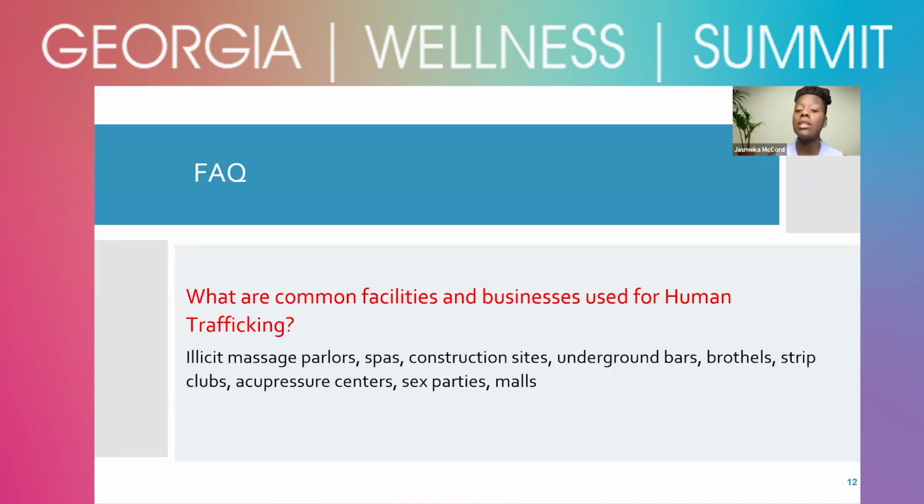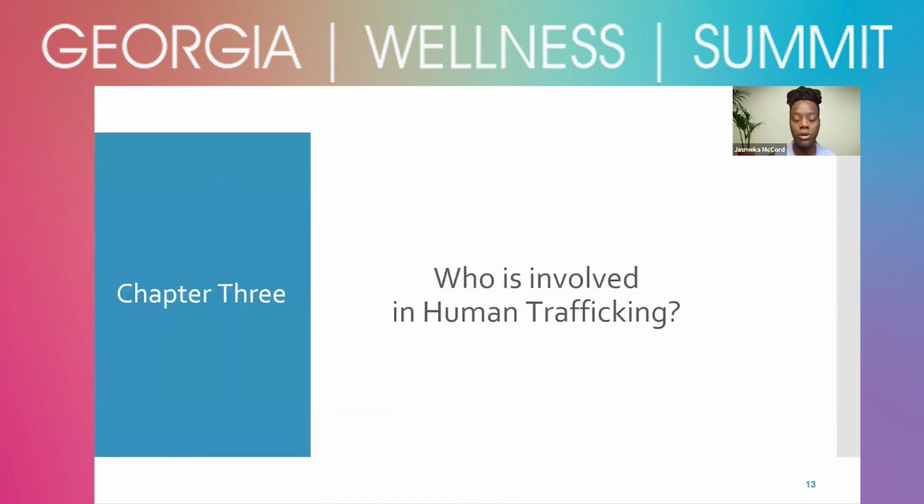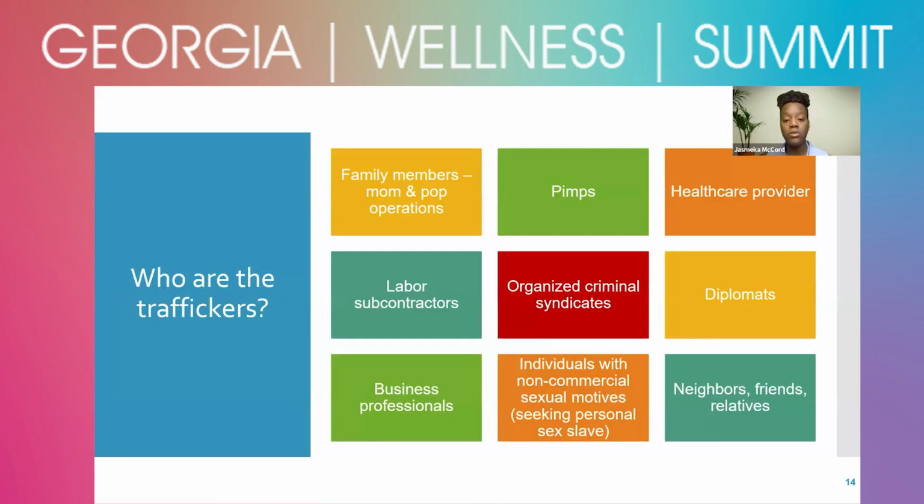Now, what are common facilities and businesses used for human trafficking? Oftentimes we'll see that there are already businesses that may have a legitimate appearance on the outside, but when you dig deeper, there's some type of illicit behavior or activities going on. So that may be at massage parlors or spas, construction sites, that's the labor portion of it, underground bars, brothels, strip clubs, malls, any of these areas that you may think are just normal may be a source for human trafficking.